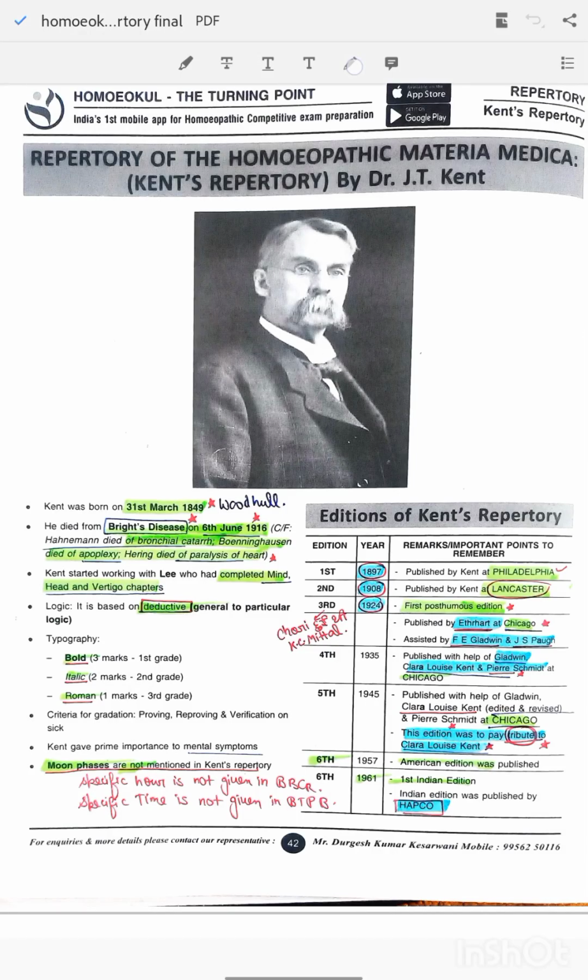Hello everyone. Let us start today our revision series of repertory. We will revise today the Repertory of the Materia Medica by Kent Repertory.